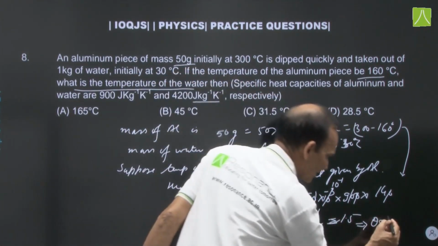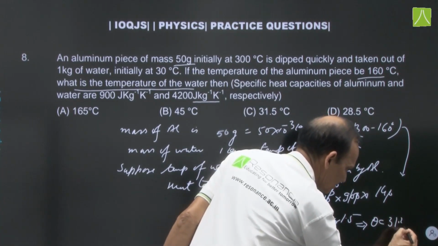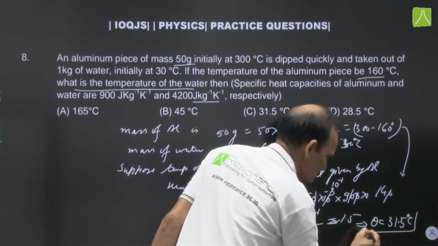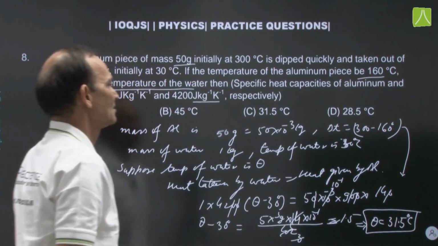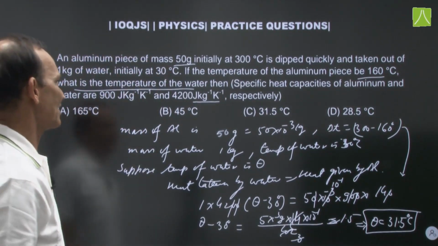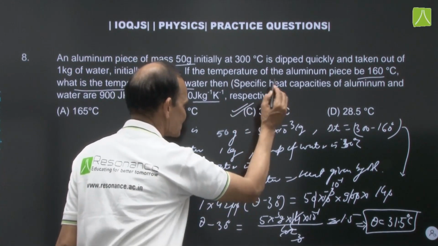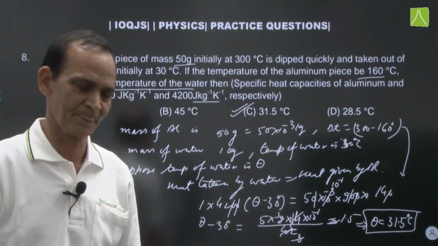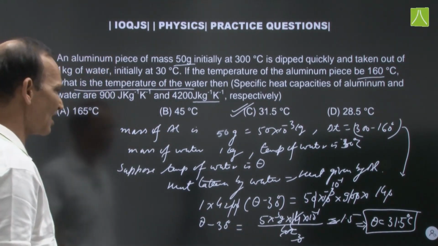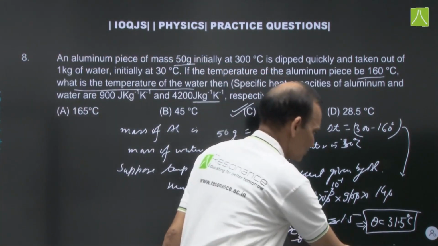30 plus 1.5, that is 31.5 degree Celsius. It is the answer. The final temperature of water is 31.5 degree Celsius. Correct option is C. Is it clear? Now it was the question number 8. Now the question number 9.